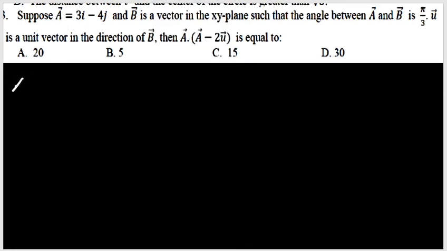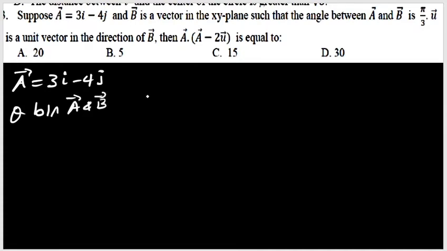Suppose A is equal to the vector 3i minus 4j. It is a vector in the xy plane such that the angle between A and B is pi over 3. The theta between A and B is given as pi over 3, which is the same as 60 degrees, and u is a unit vector in the direction of b. U and b are in the same direction. What is asked? A dot a minus 2u.